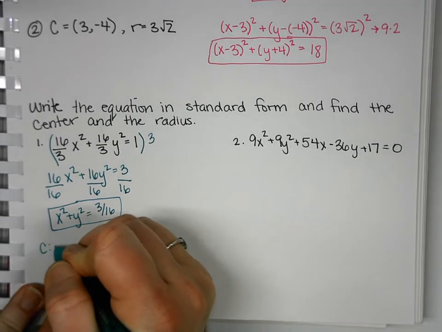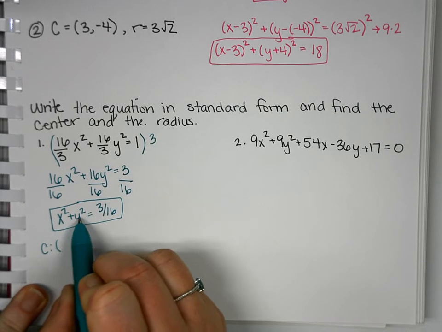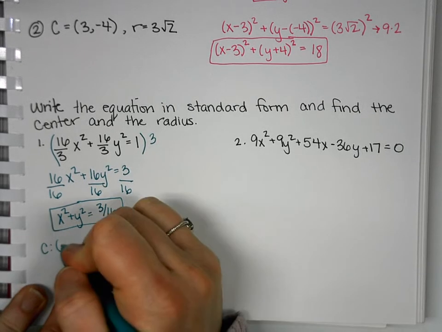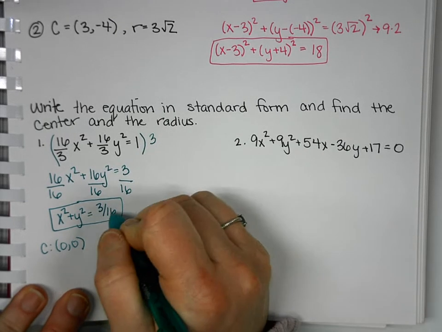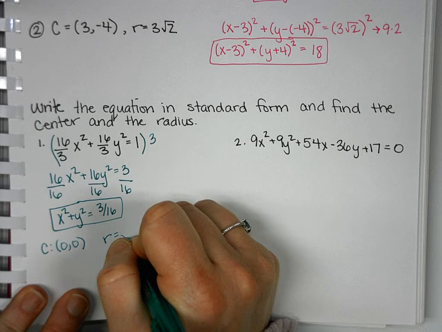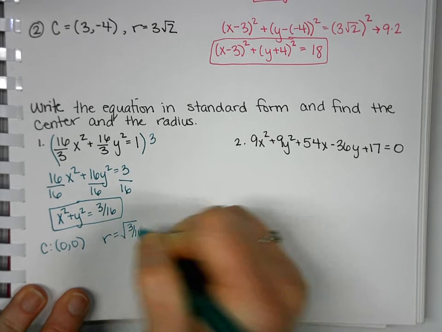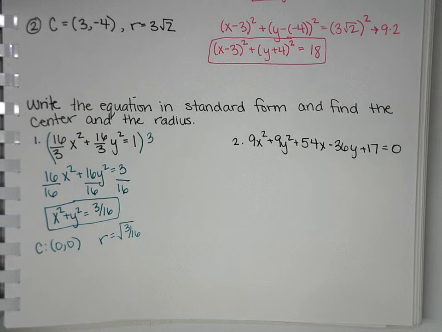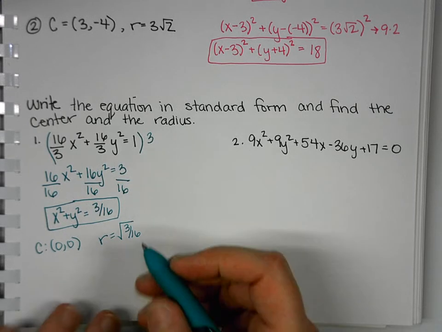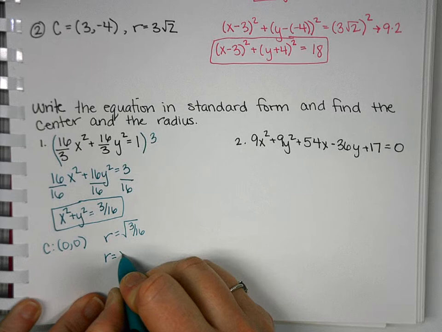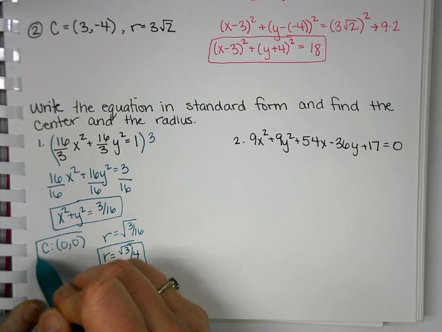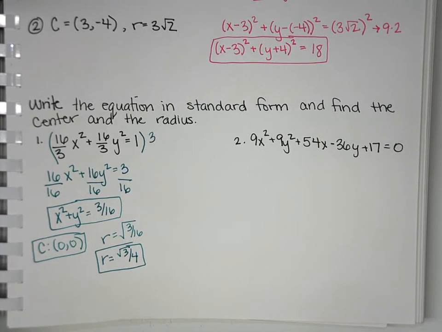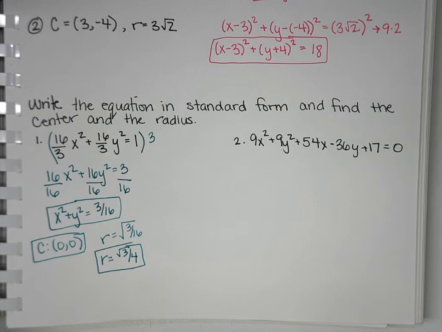So for our center, we look at what's the number being added or subtracted inside parentheses with x and y. Well, there's nothing. So we would have (0, 0). Our radius is going to be the square root of 3 over 16, because remember, that's r squared, so we have to square root it to get the radius. So r would be the square root of 3 over 4 when we simplify that radical. So these would be your two pieces of information needed for when we graph these, because we're going to do a graphing one in class.